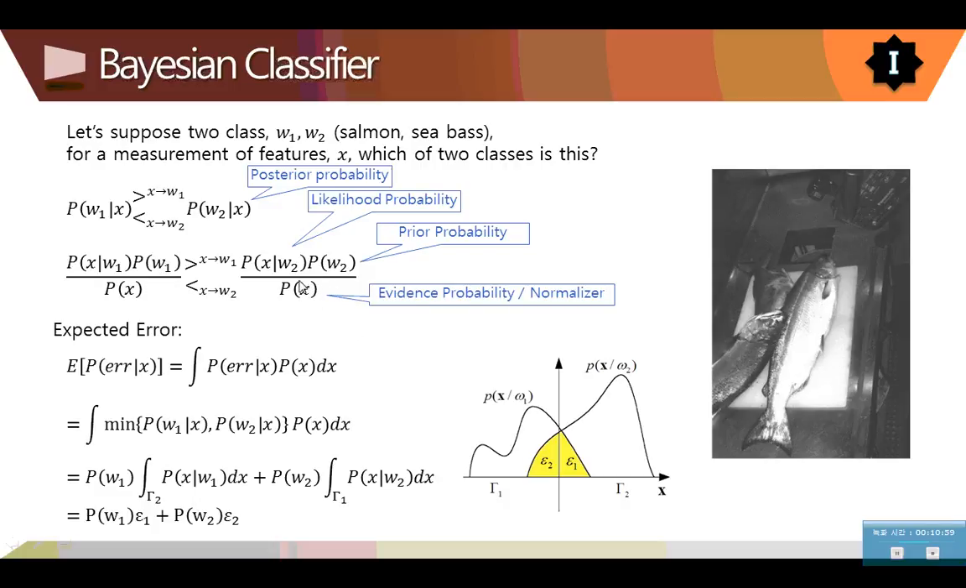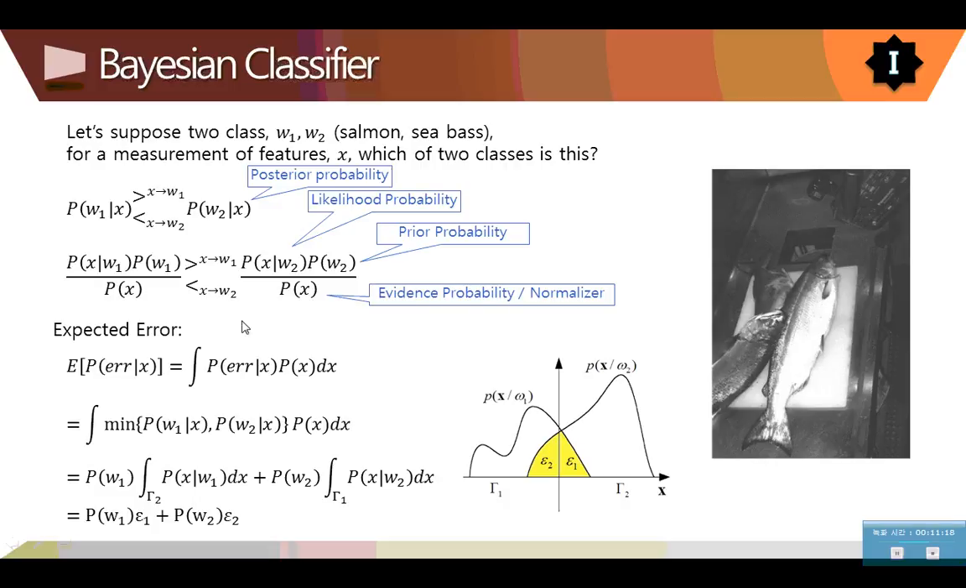And this is the tricky part. This is the evidence probability. Many people think this is just a normalizer, we can ignore it, or we don't have to pay more attention to it. Some people express it in terms of the total probability theory. We will see this through the next slides. So this is the decision that we can use.